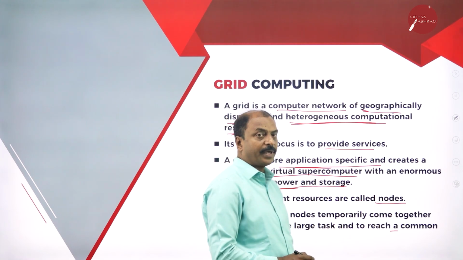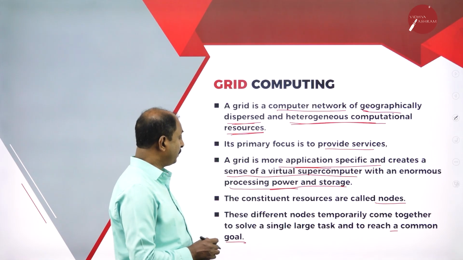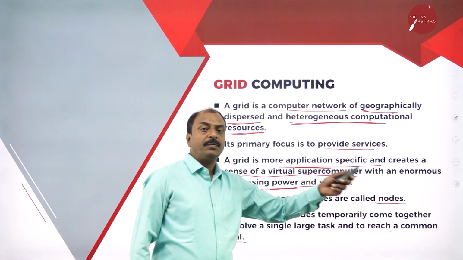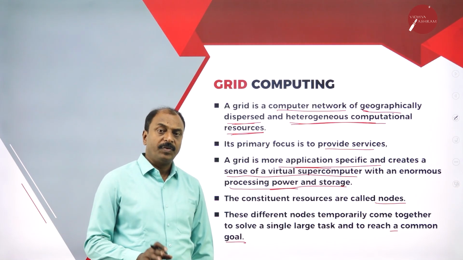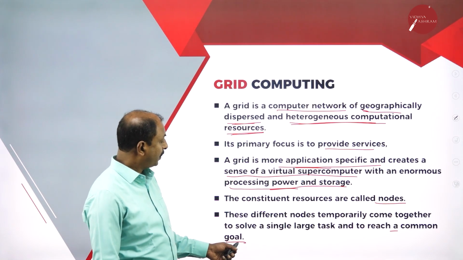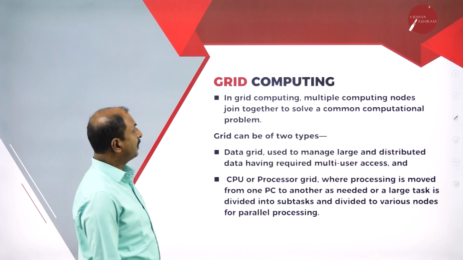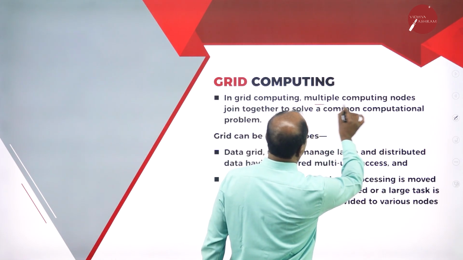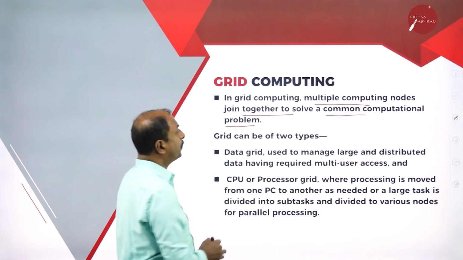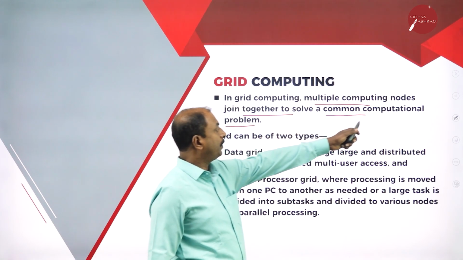It is also to provide services to solve a particular or specific problem, so that all the nodes, all the resources, come together and communicate effectively to solve a particular type of problem to get a good solution. That is the goal of grid computing. Now, in grid computing, multiple computing nodes join together to solve a common computational problem. That's what we saw in our previous slide.